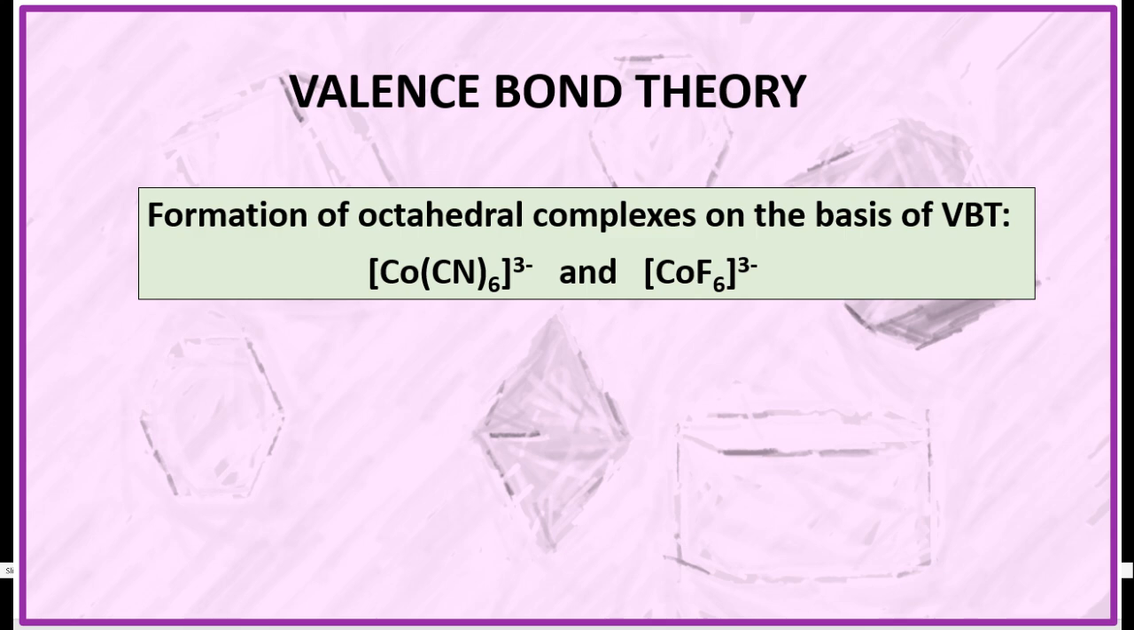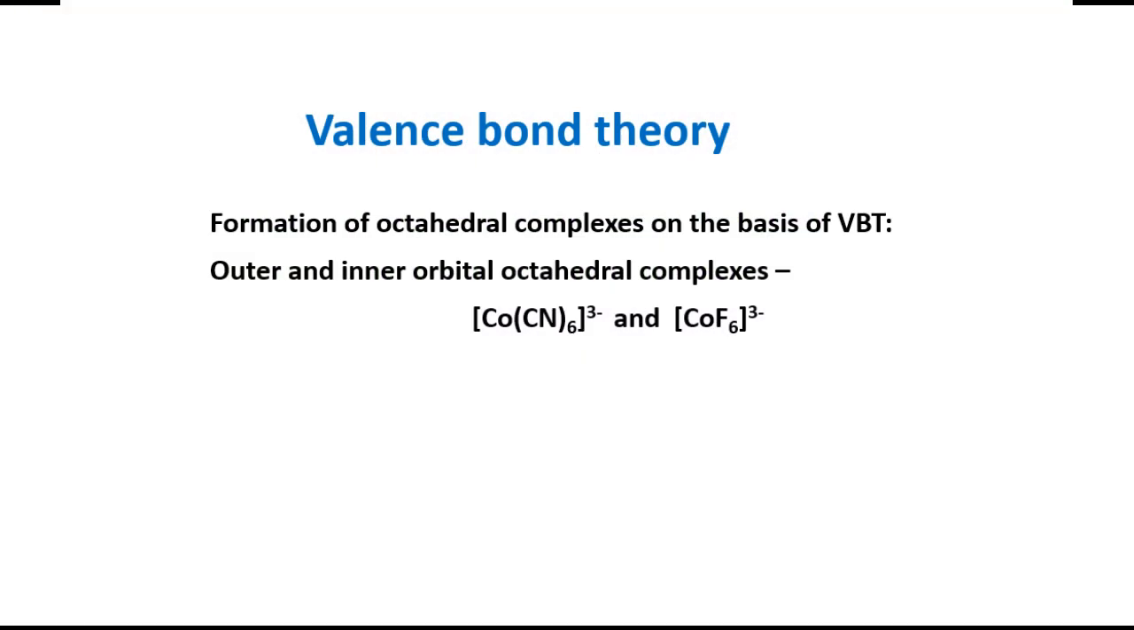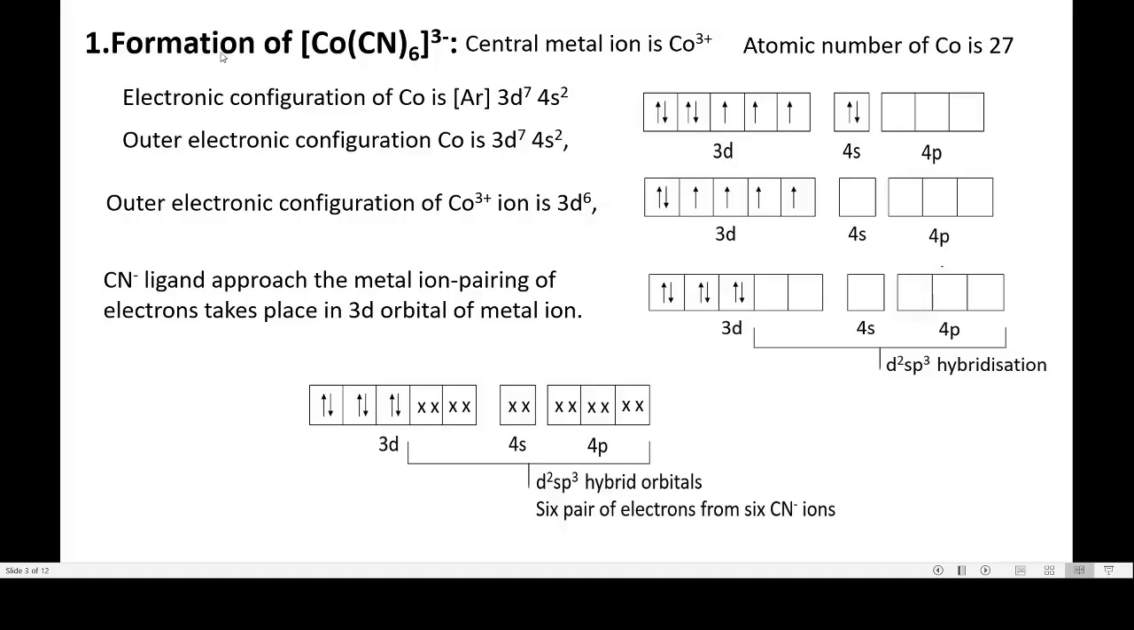This session we will discuss the formation of octahedral complexes on the basis of valence bond theory. So, the formation of outer and inner orbital complexes by taking the example of hexacyanocobaltate(3) complex ion and hexafluorocobaltate(3) complex ion. Let us take the formation of hexacyanocobaltate(3) complex ion.